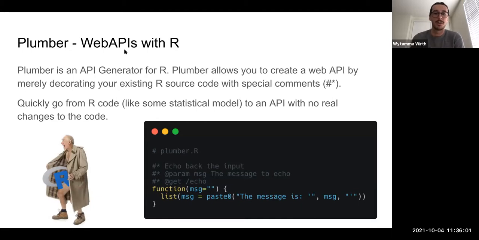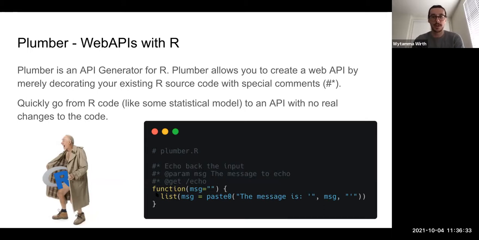Plumber allows you to generate APIs, basically. These are application program interfaces, and a web API is one that's exposed on the web. It allows computer programs to talk to each other using some protocol, in this case HTTP requests. And so this file here is what a Plumber application sort of looks like.